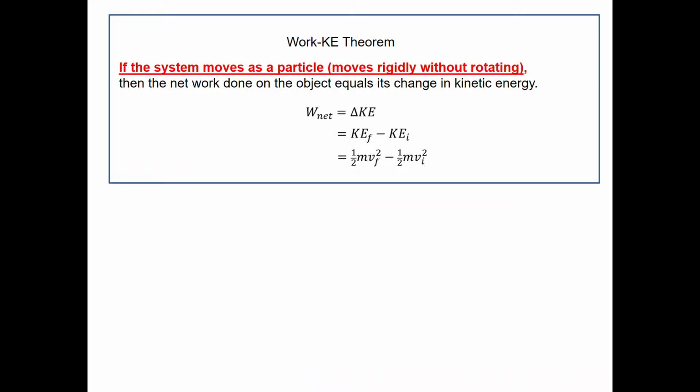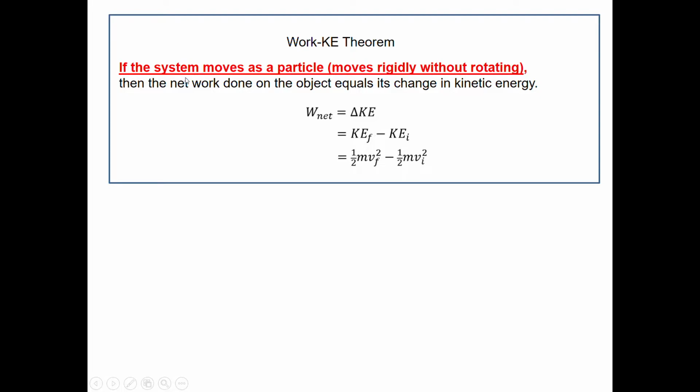Our result we've been looking at is the work-kinetic energy theorem, and it says the net work done by all forces, as the net always means, by all forces. So the net work done on an object during its motion is equal to the change in kinetic energy of the object, between the final and the initial, if the system we're looking at behaves like a particle.